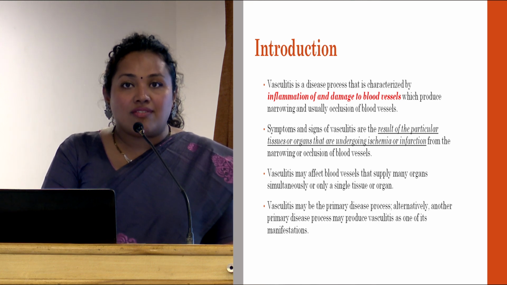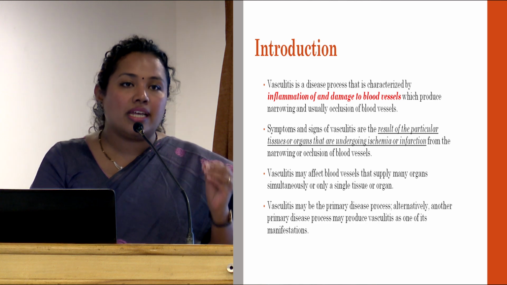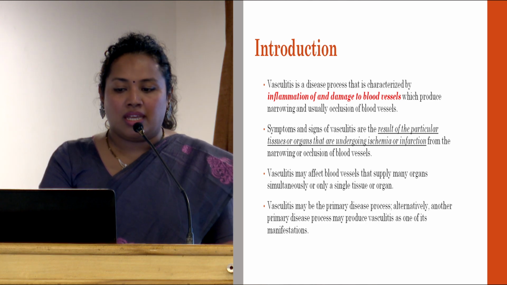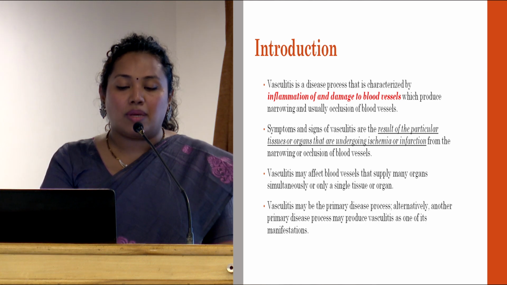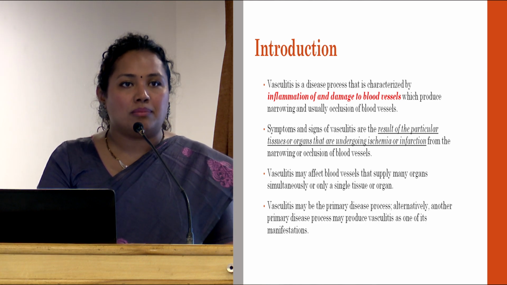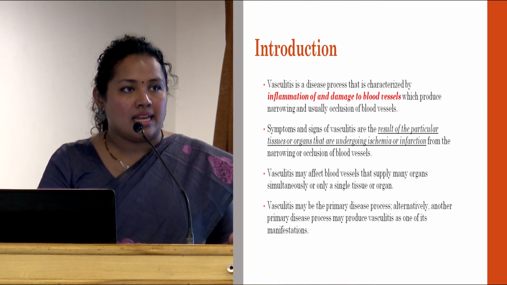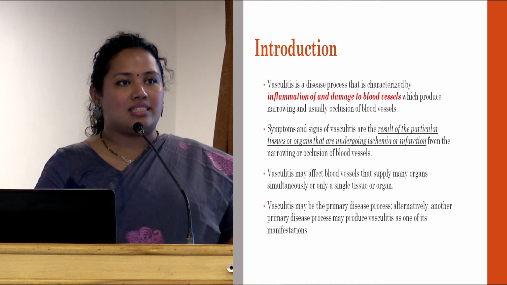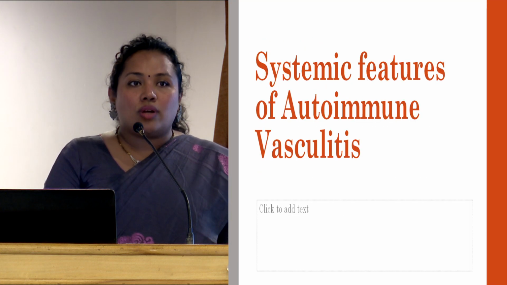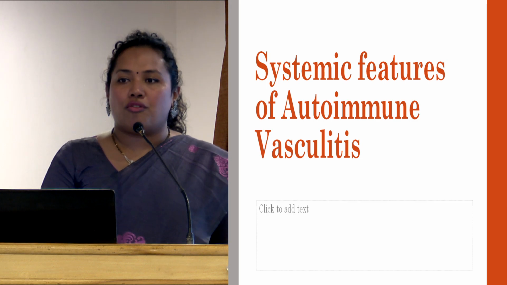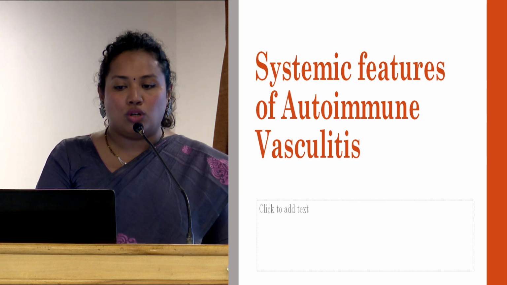It may affect blood vessels that supply many organs simultaneously, or it can affect only a single organ or tissue. It may also be a primary disease process, or it can be seen as a symptom in another disease. It can be induced secondary to infections, and it can be seen as a part of systemic lupus erythematosus, like sir has said earlier. So let's look at what the general clinical picture across the entire spectrum of vasculitis would look like.